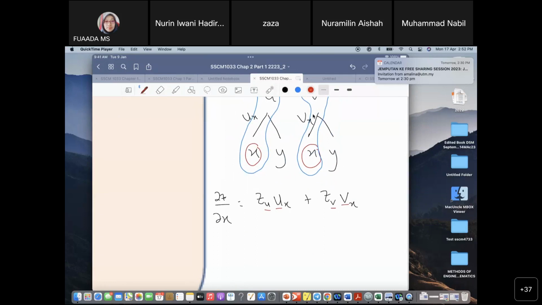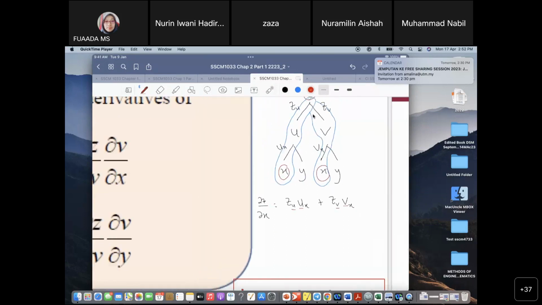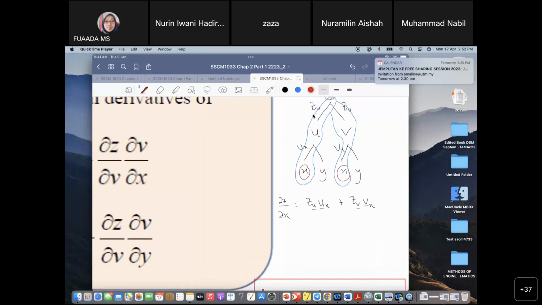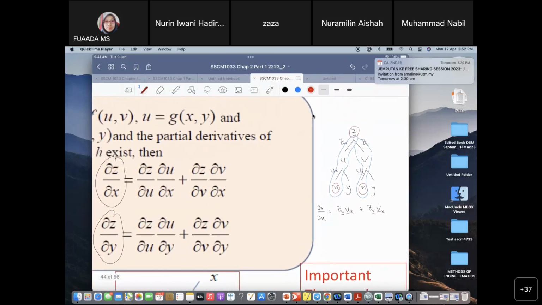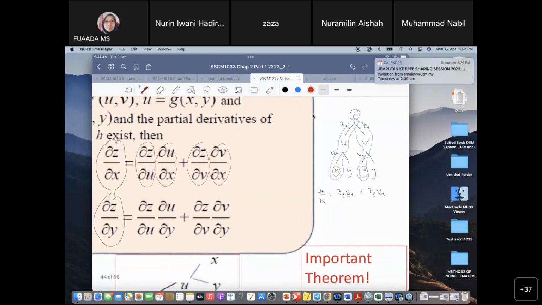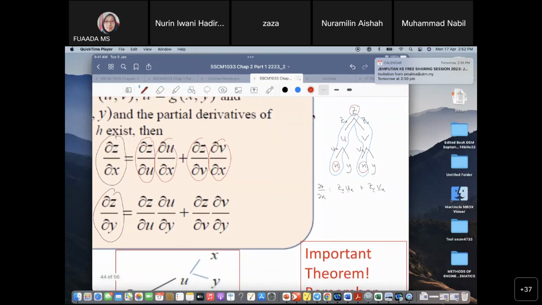Or macam yang saya tunjuk lah. Ini saya guna short form lah. ZUU. Guna subscription. Tapi kalau you nak guna panjang macam ni lah. ZU, UX time, ZV, VX. Sama lah tu. Okay. Faham? Okay. Itu untuk ZX, del Z, del X.